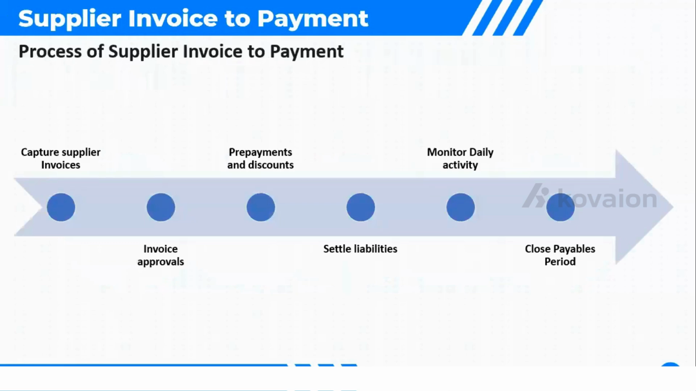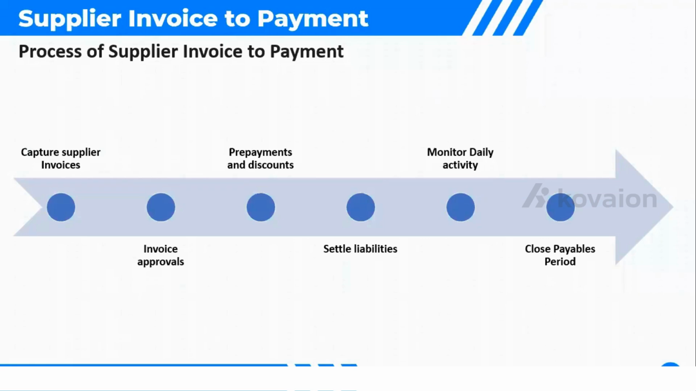The next one is supplier invoice to payment. So this is the business process, a key component of our financial operations, and covers the end-to-end journey of receiving and processing invoices from suppliers, auditing and approvals, payment processing to timely closure of payable periods.